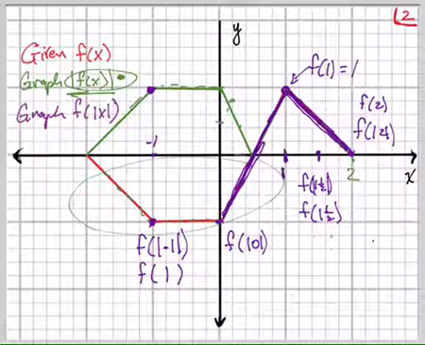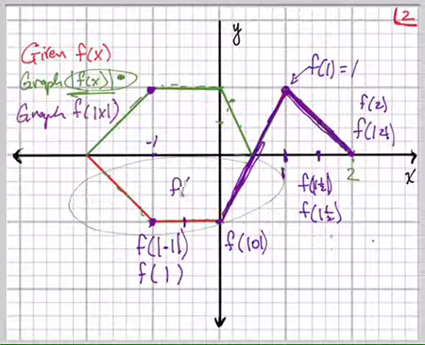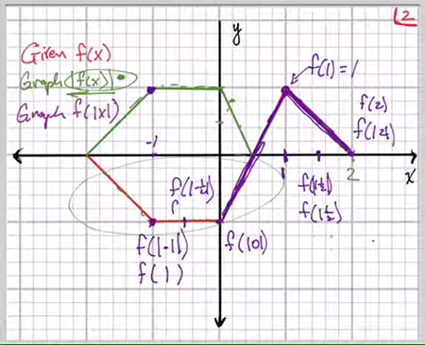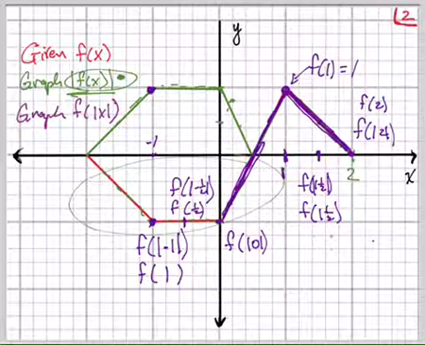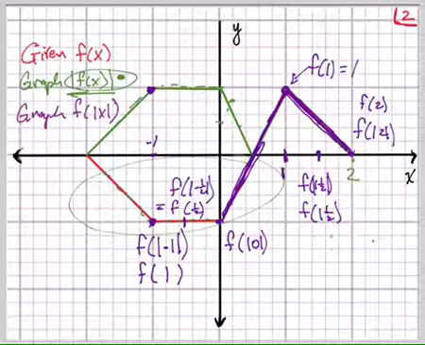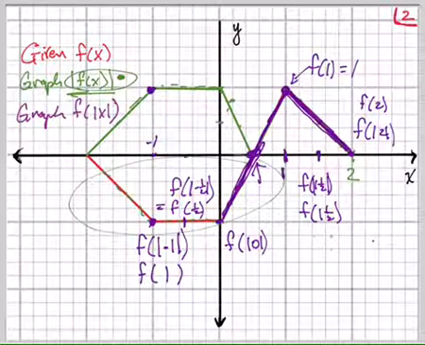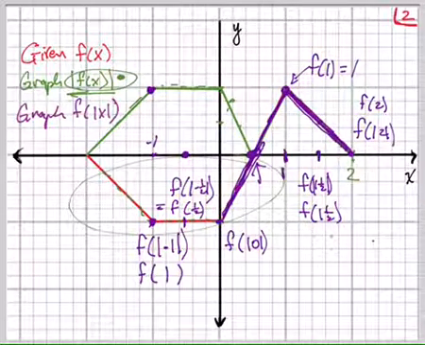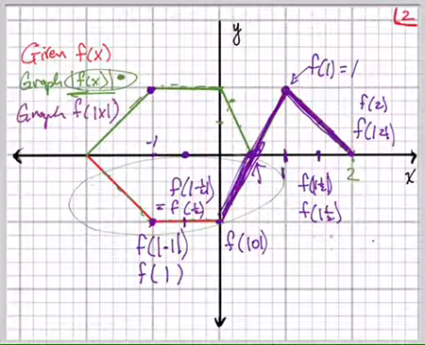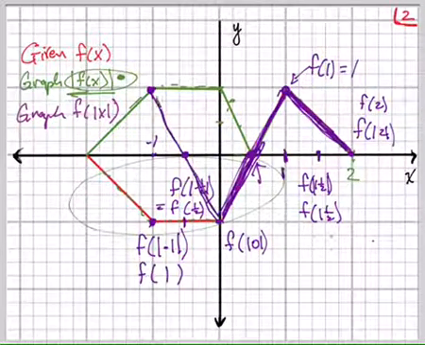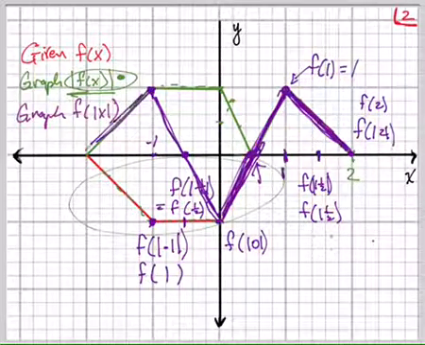Same with this value right here. What's f of the absolute value of -1/2? What's the absolute value of -1/2? It's positive 1/2. So this equals f of positive 1/2, and positive 1/2 is right here. So it's this value right there. And same with every other point. All I'm really doing is taking these positive values over here, and I'm reflecting them over the y-axis. So that's it, and that's it right there.